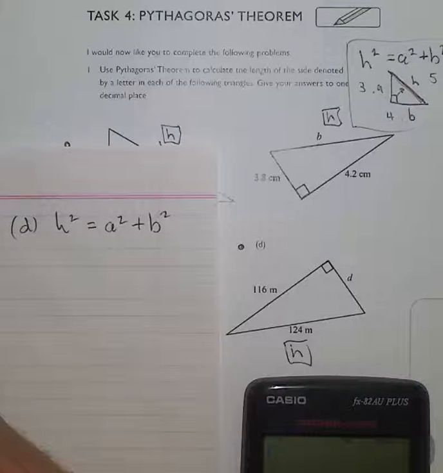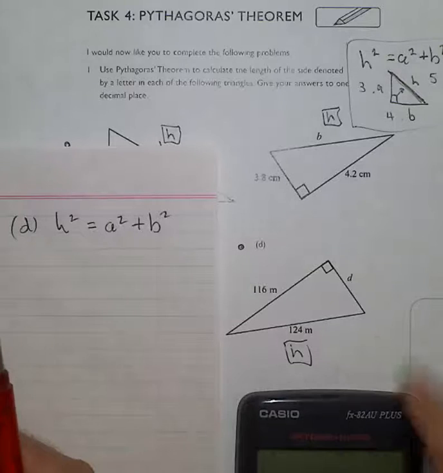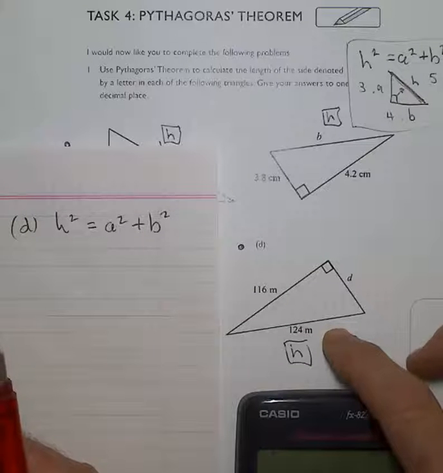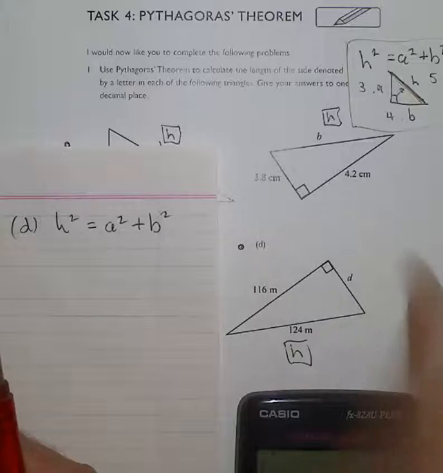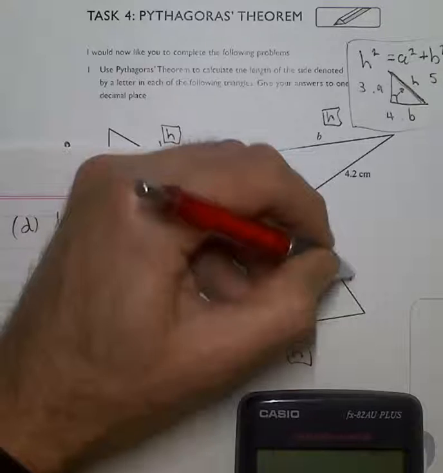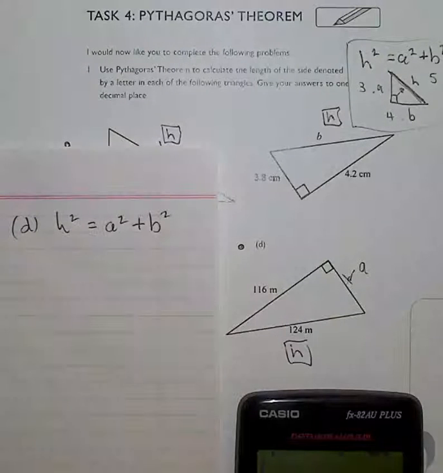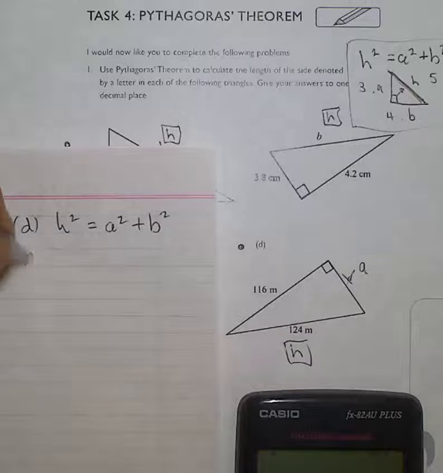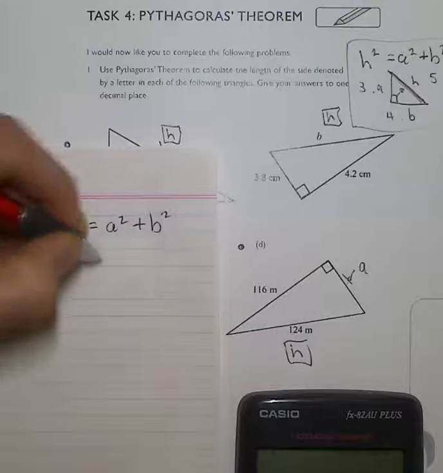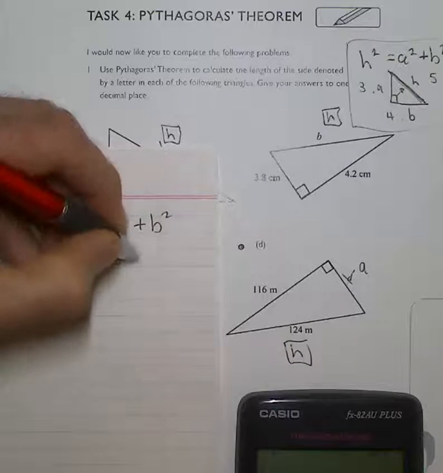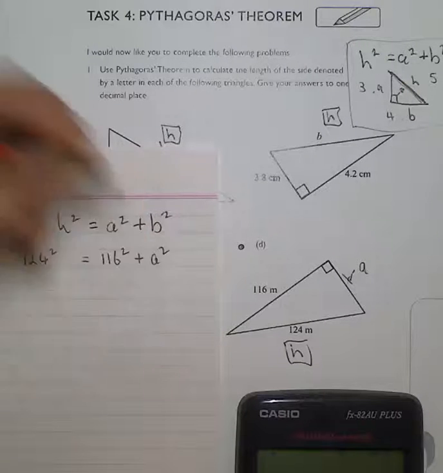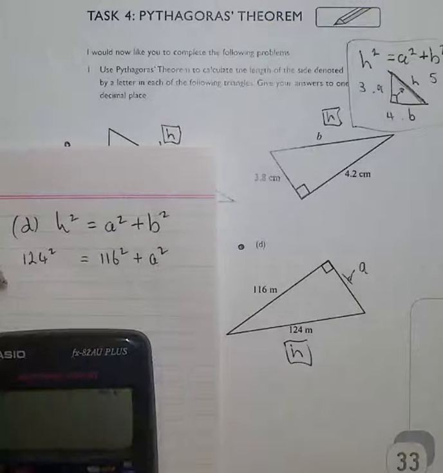In the case of 1D, we've been given the hypotenuse, which is 124 meters. We don't know one of the other sides. I'm just going to call that A, so it fits into my equation a little bit better. So I'm working down the page. 124 squared is equal to 116 squared plus my A squared. Now I don't know those, I'm going to have to use my calculator.